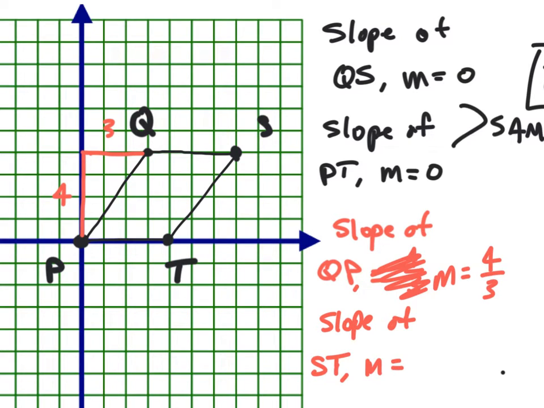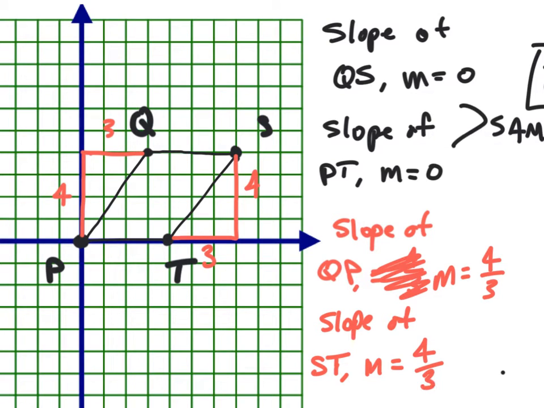Okay, and so I'm going to do the same thing. I'm going to draw another right triangle. Okay, I know that this is 3 and this is 4, so my rise is 4, and I run 3, and since I'm going in this direction here, I know it's positive, so I have a slope of 4/3.